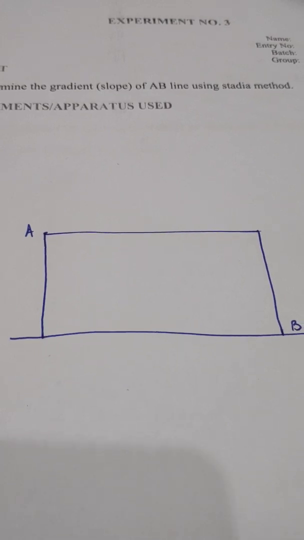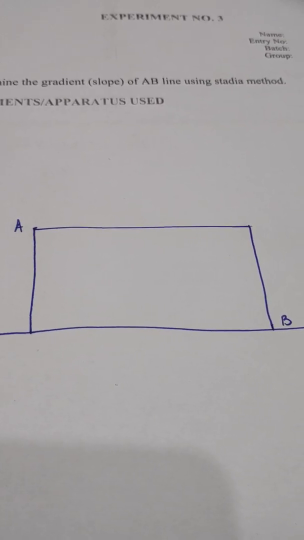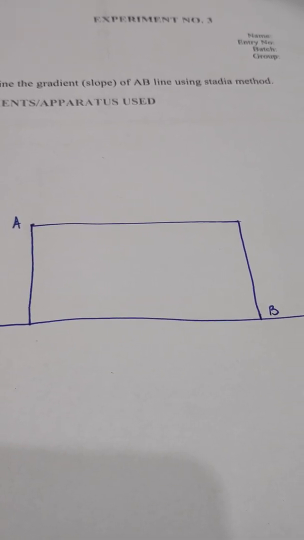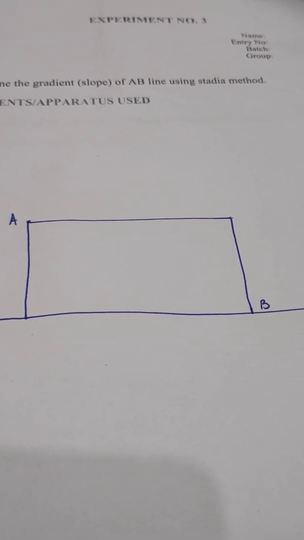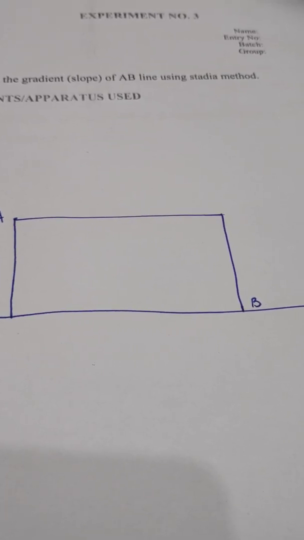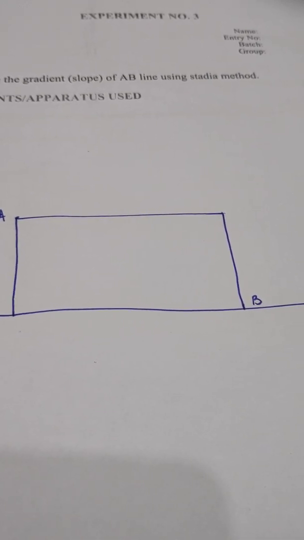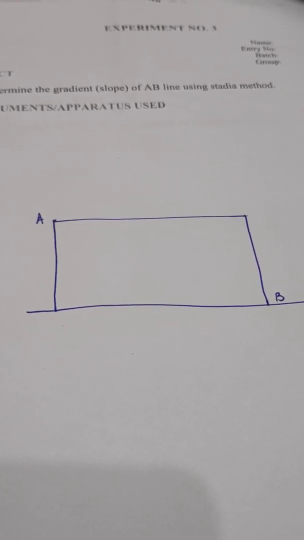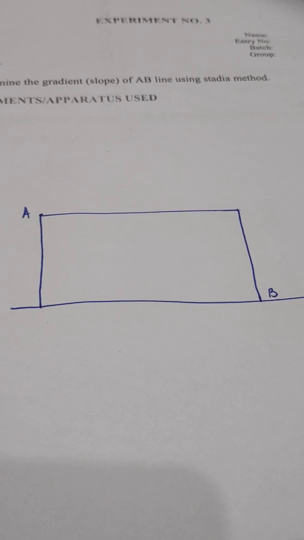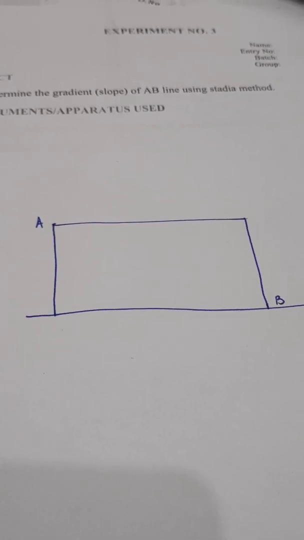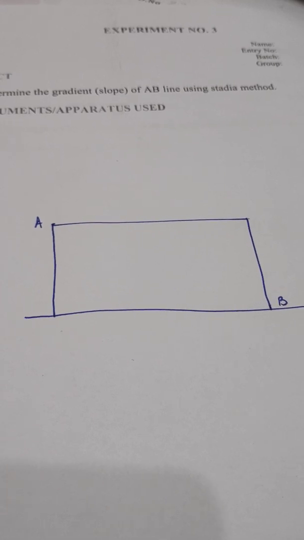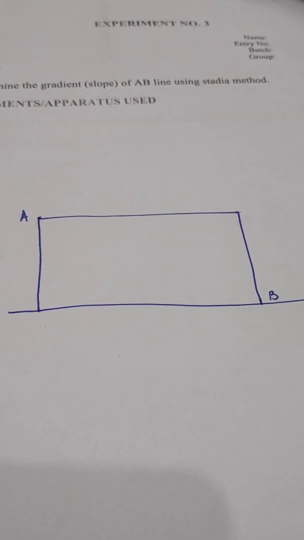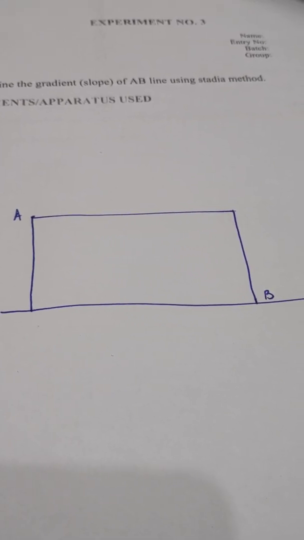Now the figure which I am showing to you is the elevation of a building. A point is the top of the building and B point is the opposite point of that building on the ground. The horizontal distance between these 2 points is D and the vertical distance between A and B is V. Now to find the gradient of the line joining points A and B, you need to have the vertical distance as well as the horizontal distance.